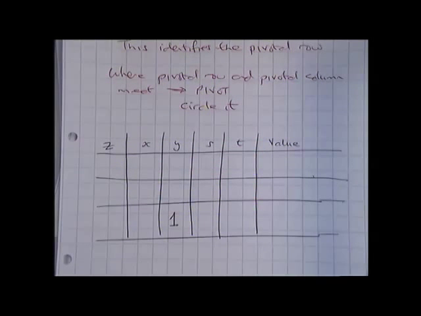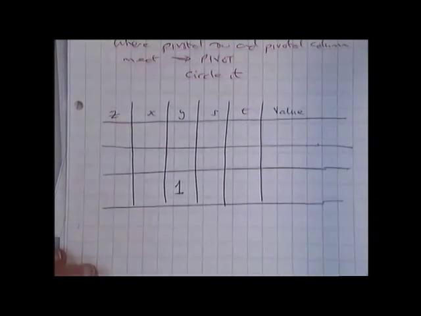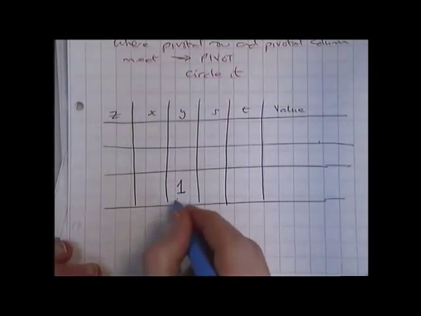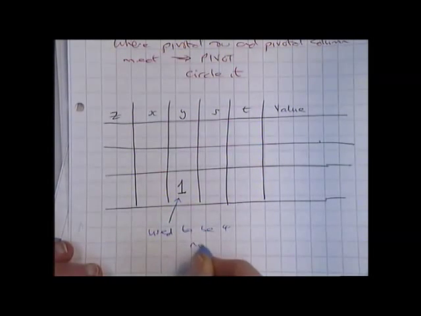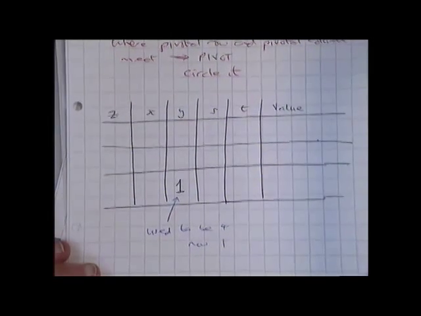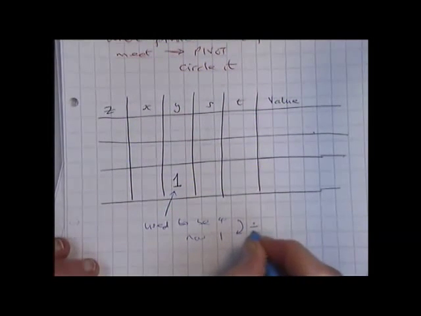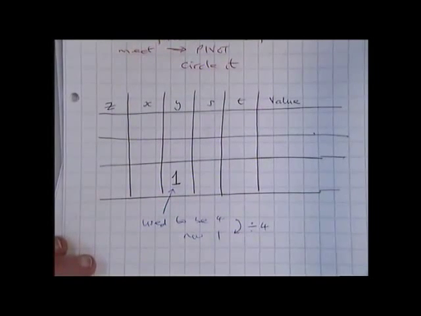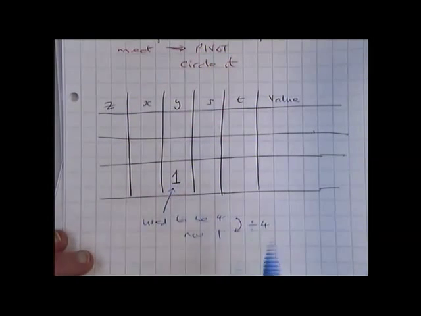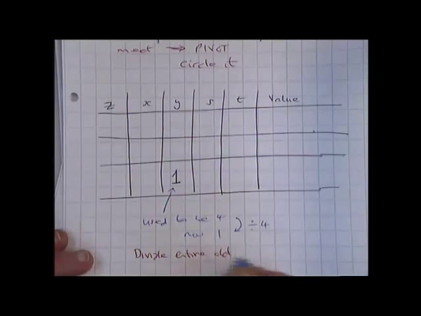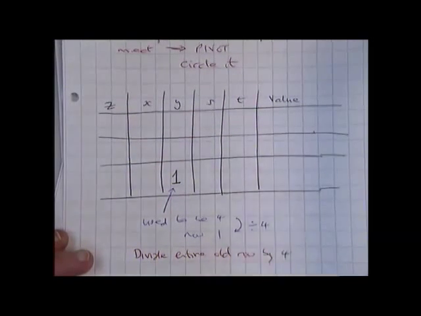What used to be in there? 4. What we have done, and you always ask yourself, what used to be here? I'm going to do some notes down here. That used to be 4. It's now 1. What have you said, Adam? Yeah, to get from there to there, I divided by 4. I divide my entire row by 4. So whatever you divided by, I now divide the entire old row by 4.